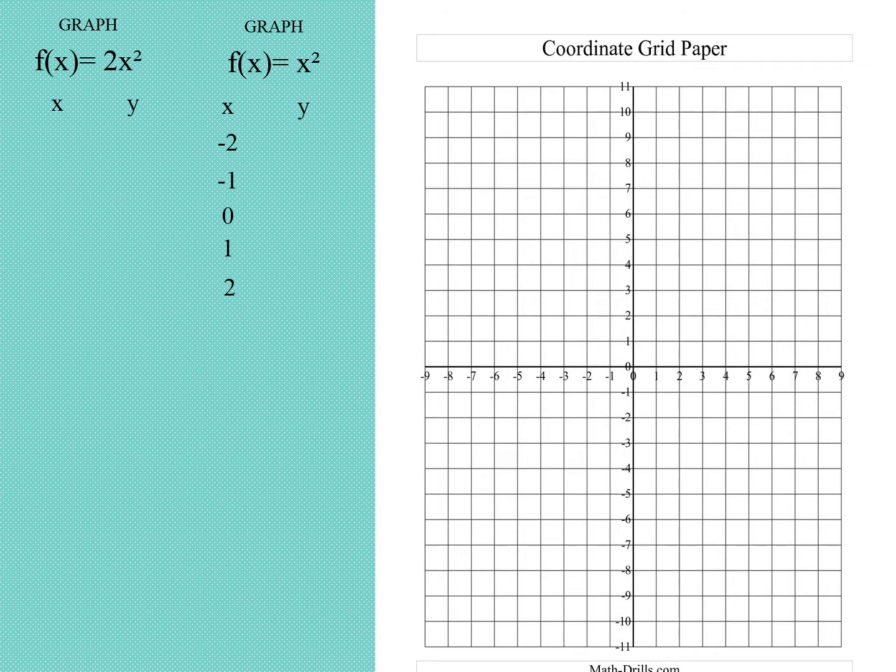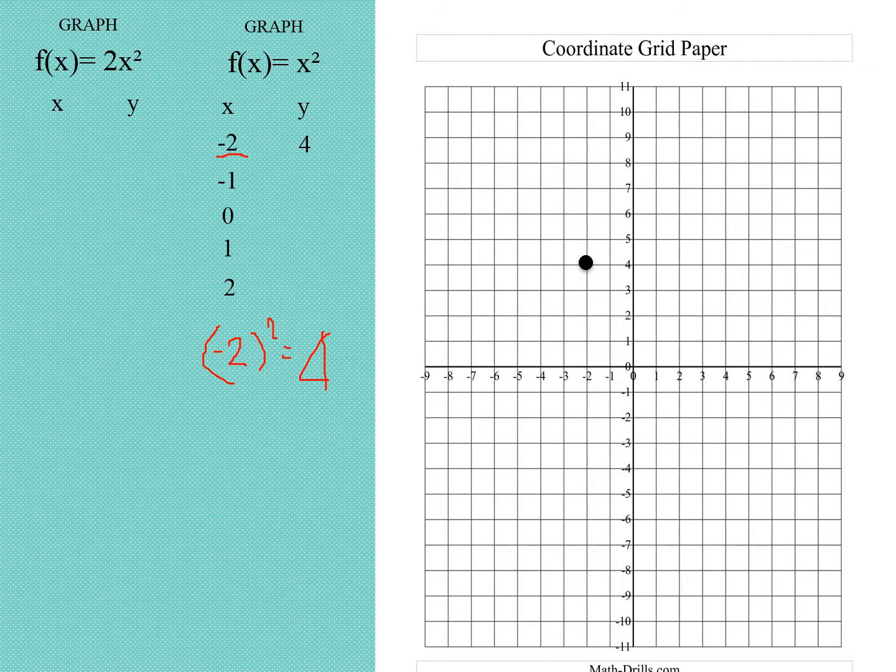To get the value of y, we just substitute negative 2 into our x squared. So, we have negative 2, then we square it. The answer is positive 4. So, our first y is positive 4. Then, when we put our dot on the coordinate grid paper, it is there. We have negative 2 and positive 4.